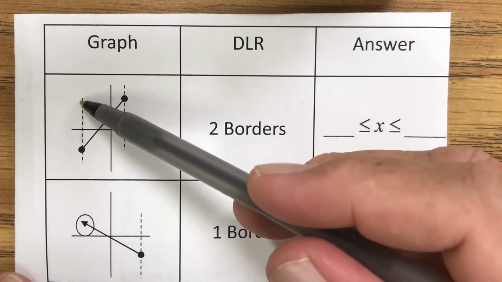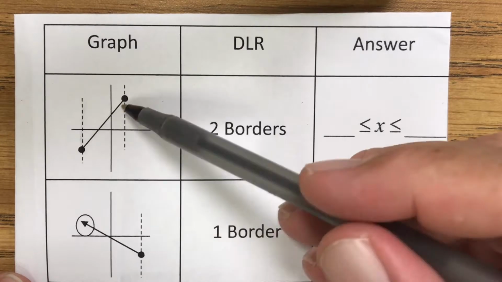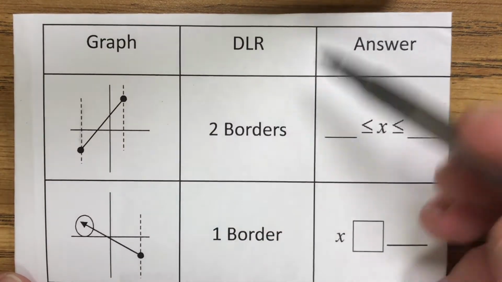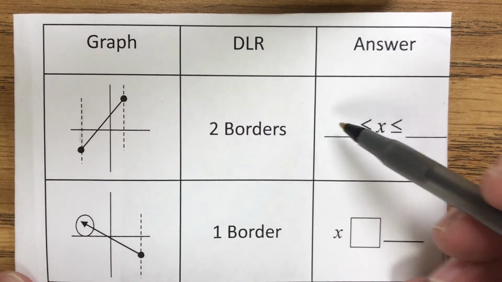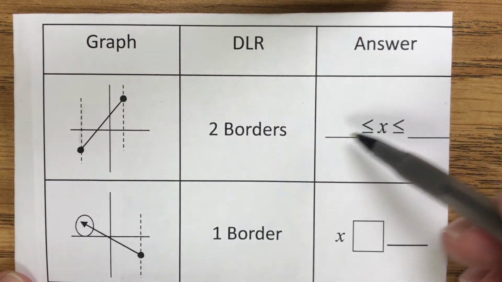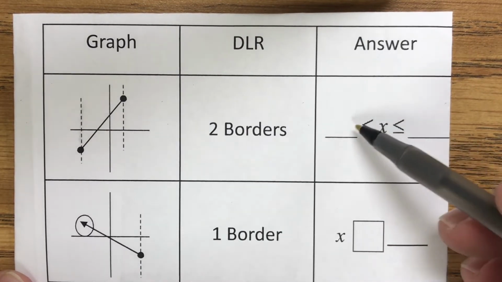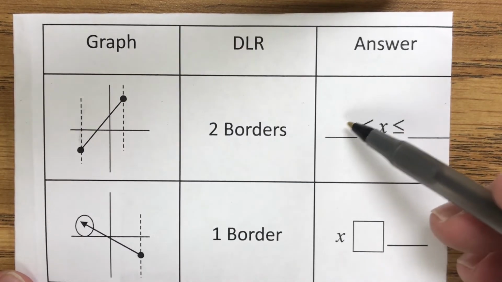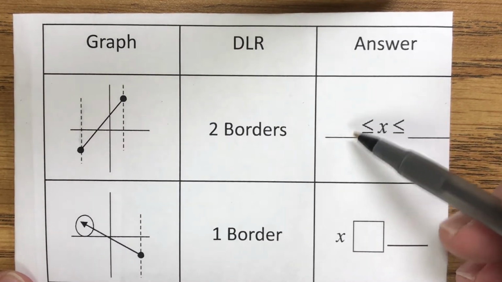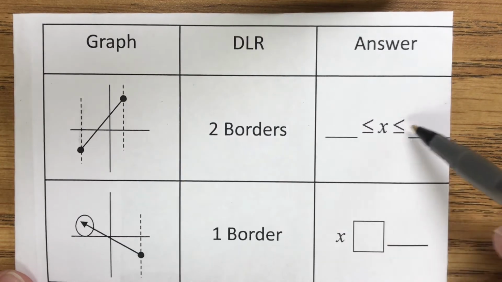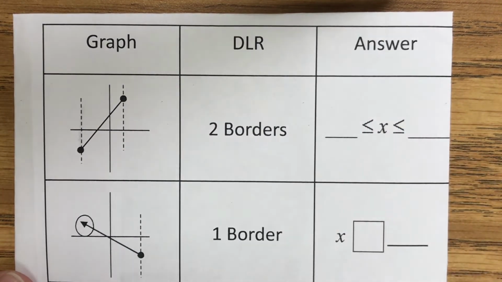So you can see it has two borders because we have two endpoints. And then I'm going to put the smallest number here and the biggest number here. And this is telling me that any number in between the smallest number and biggest number is a possible answer. So any tiniest, littlest decimal or any fraction that would fit in between those two values is part of the domain.